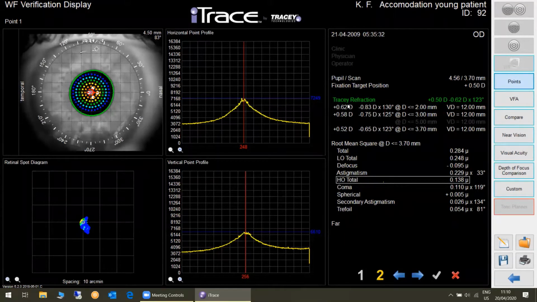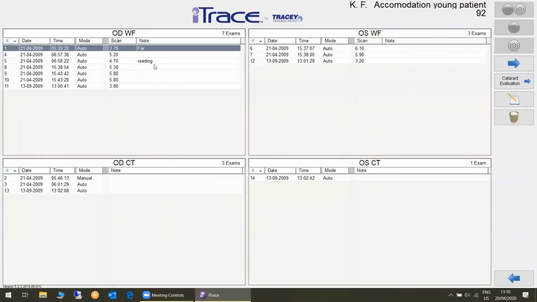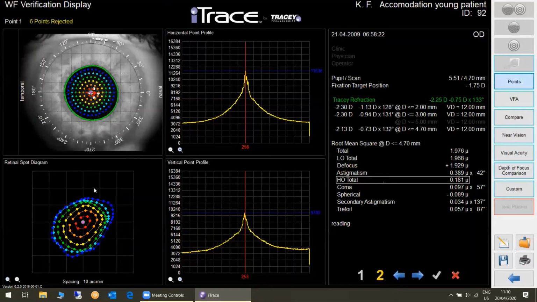Okay? And with the iTrace, I can take an image with the patient looking very far, but I also can give him something to read. And I can measure through the system his reading abilities. And this is me reading. And you see here, now I'm doing 2.3 diopters.